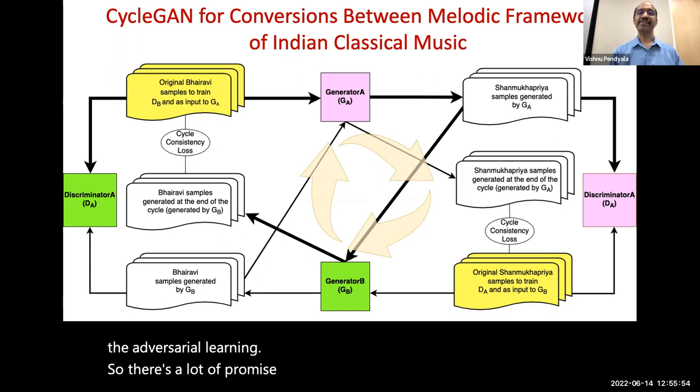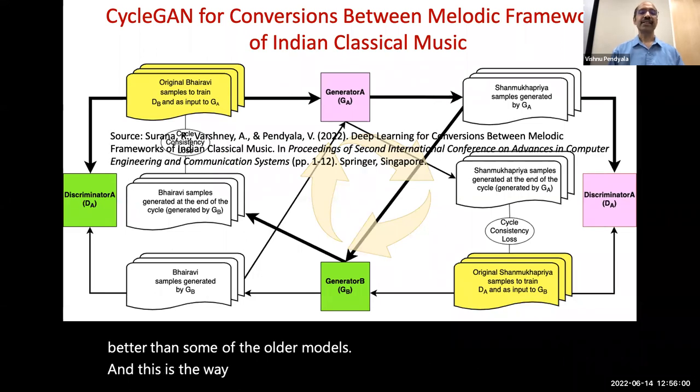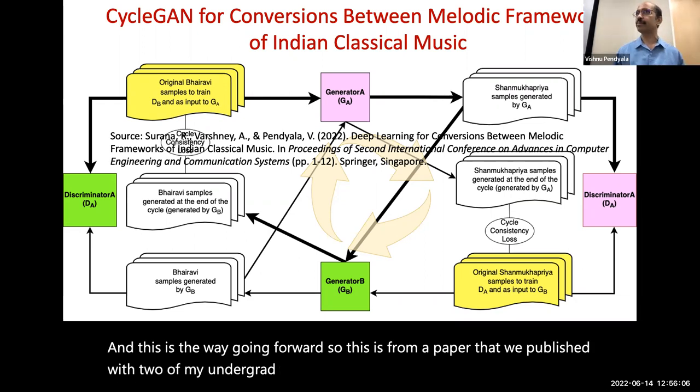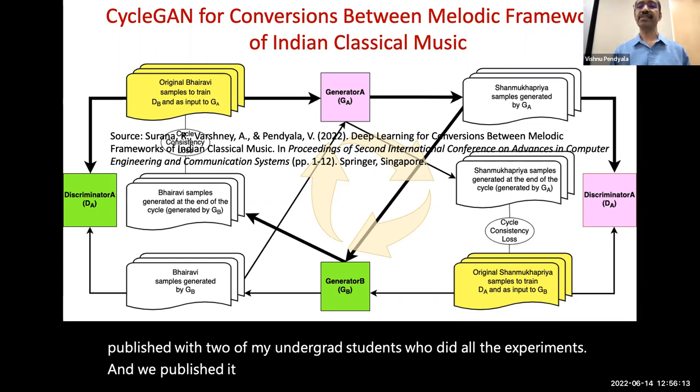In fact, GANs have proven to be much better than some of the older models, and this is the way going forward. So this is from a paper that we published with two of my undergrad students who did all the experiments. We published it in Springer Proceedings.